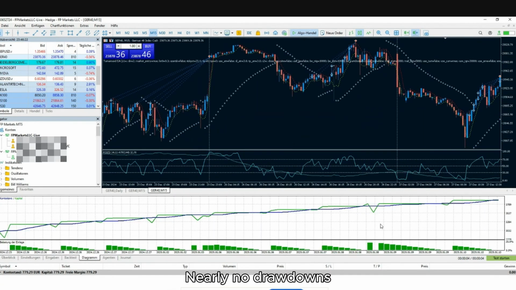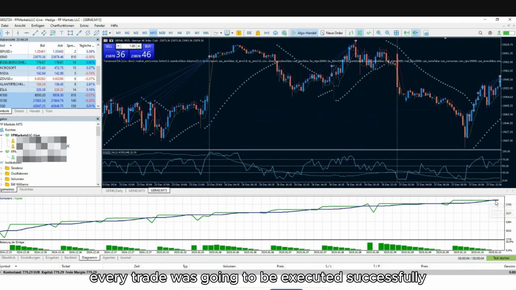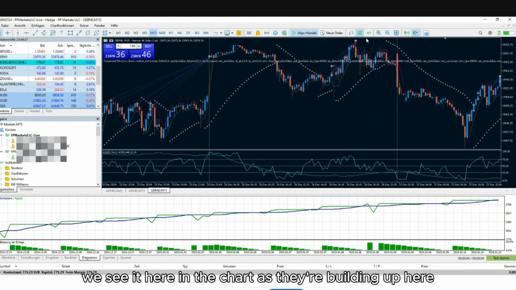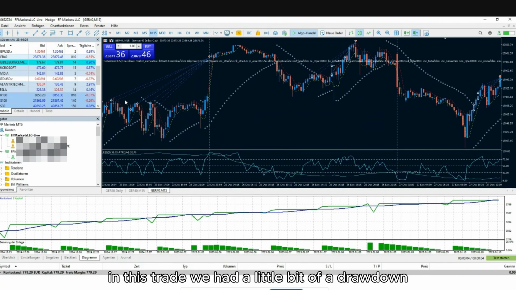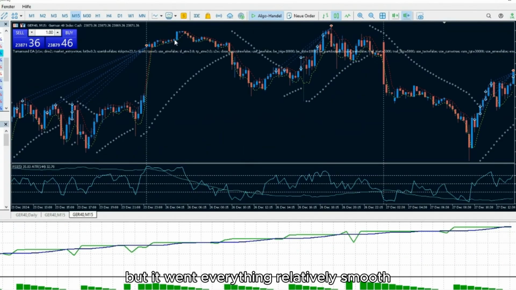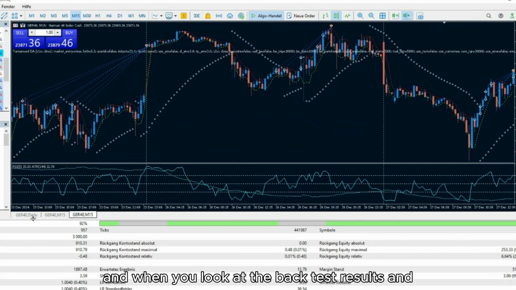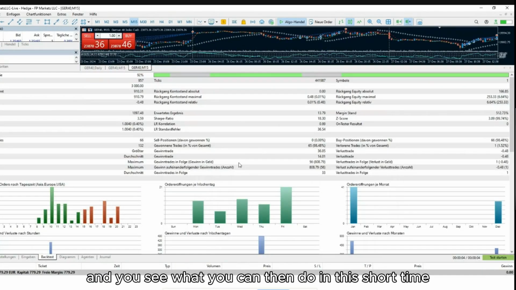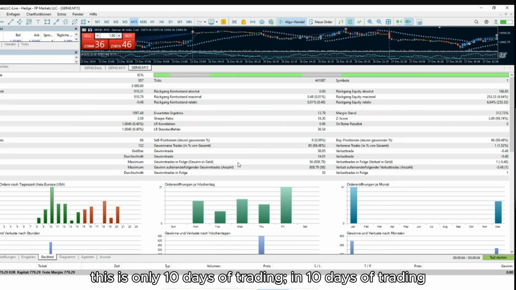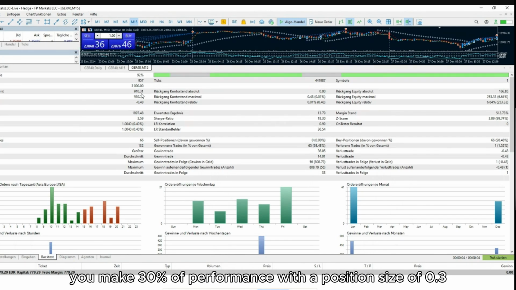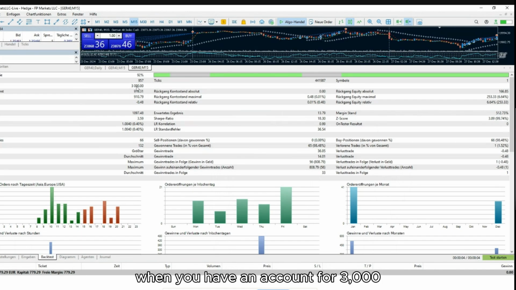Nearly no drawdowns. Every trade was executed successfully. You see it here in the chart as they're building up. Here in this trade, we had a little bit of a drawdown, but everything went relatively smooth, to be honest. When you look at the backtest results, this is only 10 days of trading. In 10 days of trading, you make 30% performance with a position size of 0.3. When you have an account of 3,000, for example, that's 30% performance within 10 days.